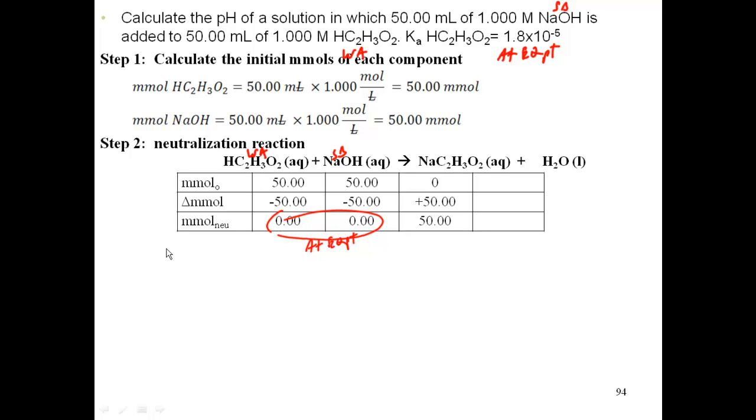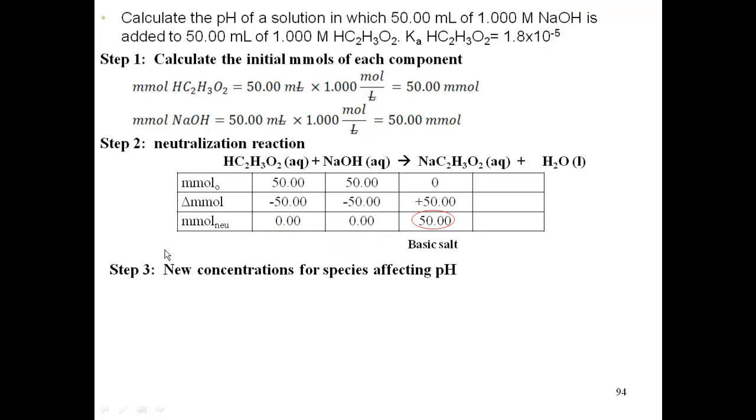Okay, but that product being sodium acetate, what's going to dictate where the pH is? So I want to find the new concentrations of species affecting pH. So I ask myself, what is sodium acetate? It's a salt, a soluble salt. What kind of soluble salt? A basic salt. So is that something that can affect the pH? The answer is yes. That's going to affect the pH, and that's what's going to stop it from being a pH equal to 7. So I need to find my new concentration.